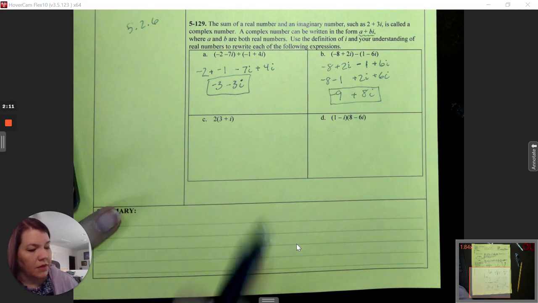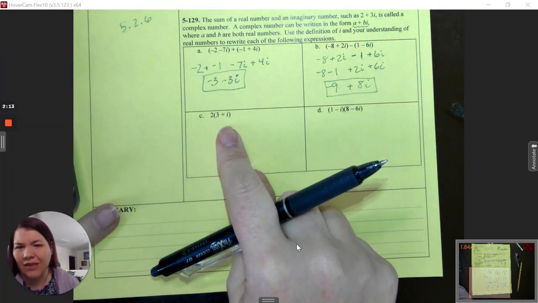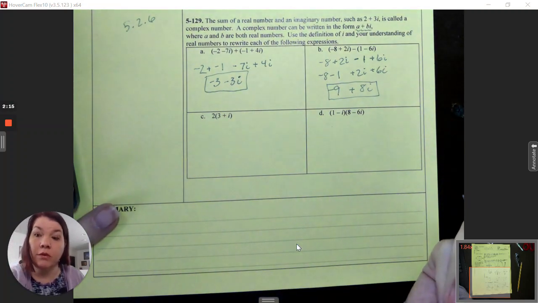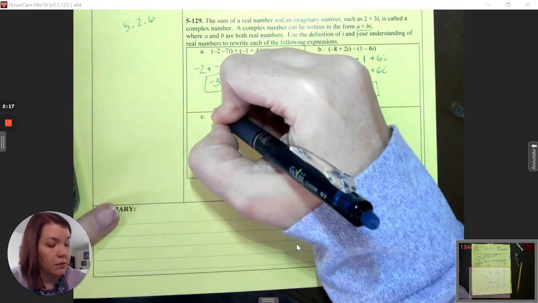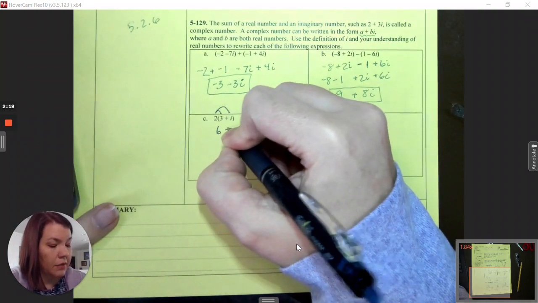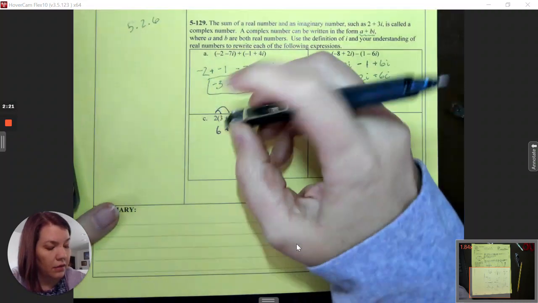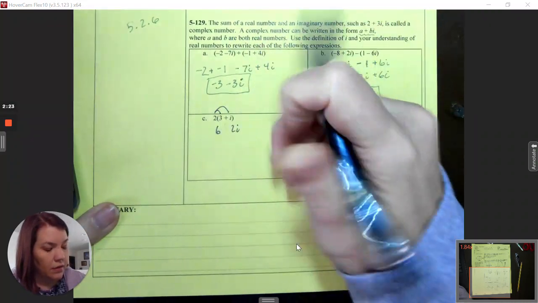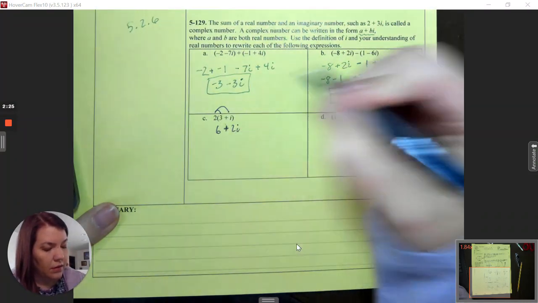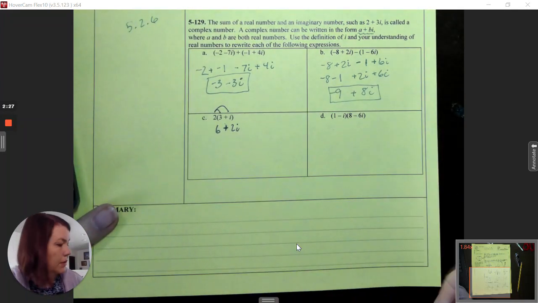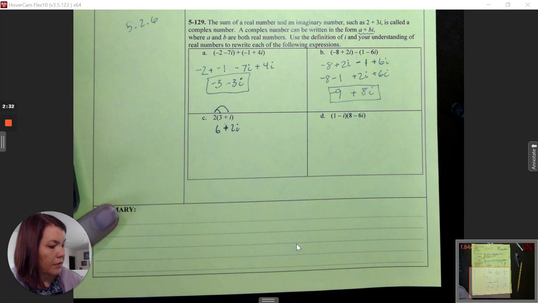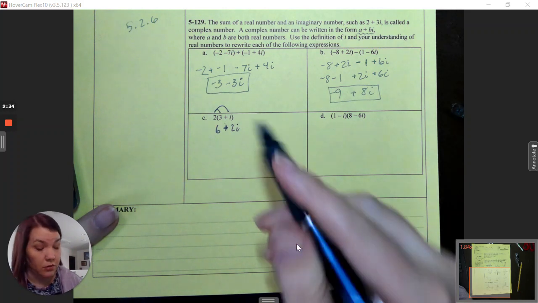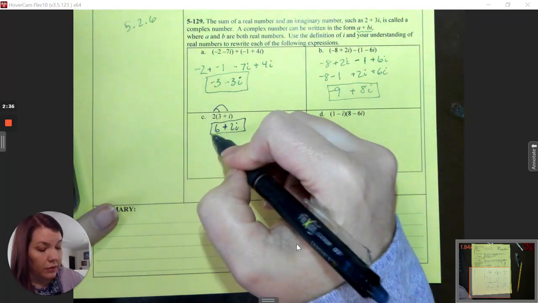Then let's jump to this one. That looks pretty straightforward. Is it as straightforward as it looks? Yes, it is. Let me go ahead and distribute. I get 6 plus 2i. And over here on D, oh, by the way, that's my answer. I'm finished. D is the hardest one, and that's multiplication.